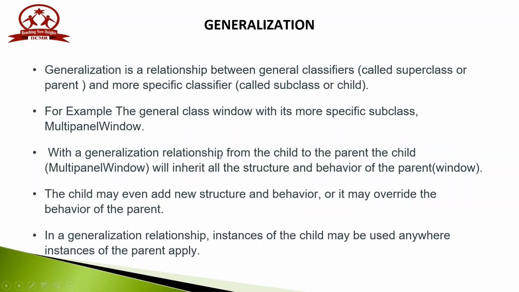With a generalization relationship from the child to the parent, the child, that is multi-panel window, will inherit all the structure and the behavior of the parent window. So generalization means this child class, multi-panel window, will inherit the properties of the parent class, that is window. At the same time, the child may even add new structure and behavior, or it may override the behavior of the parent. In a generalization relationship, instances of the child may be used anywhere the instances of the parent apply.